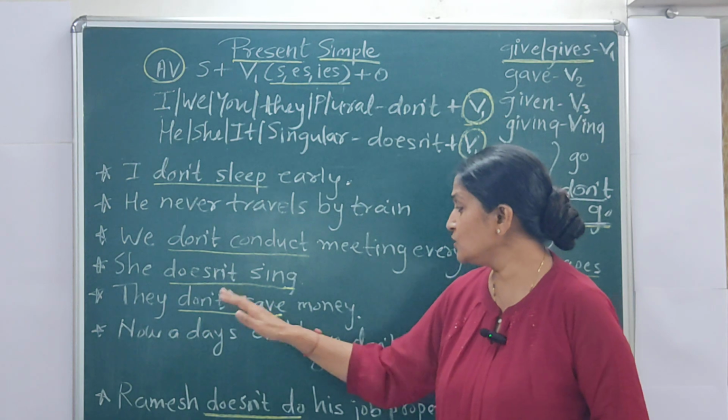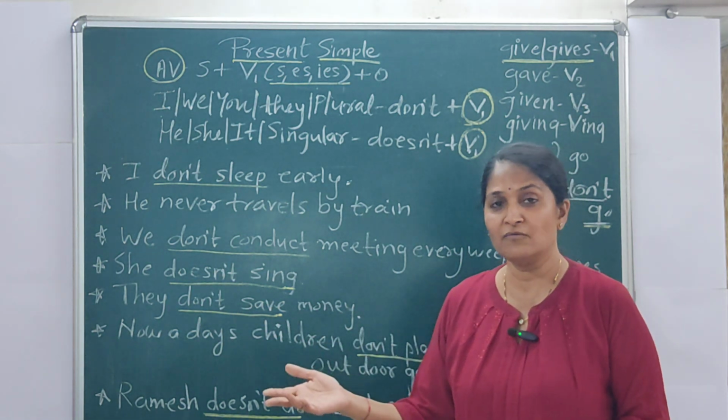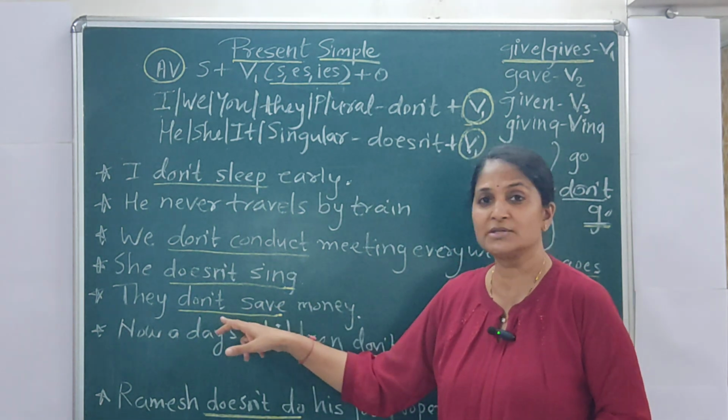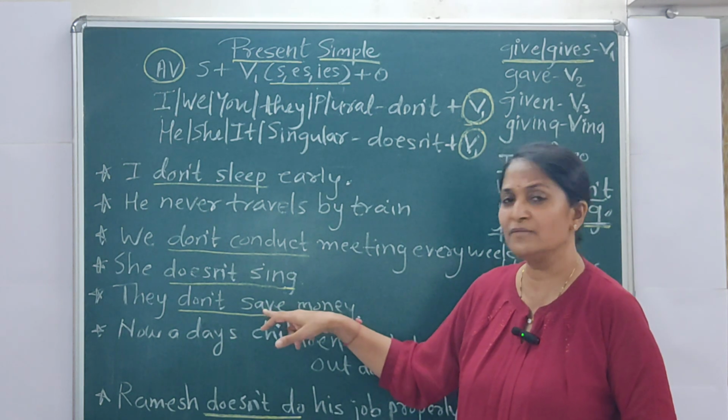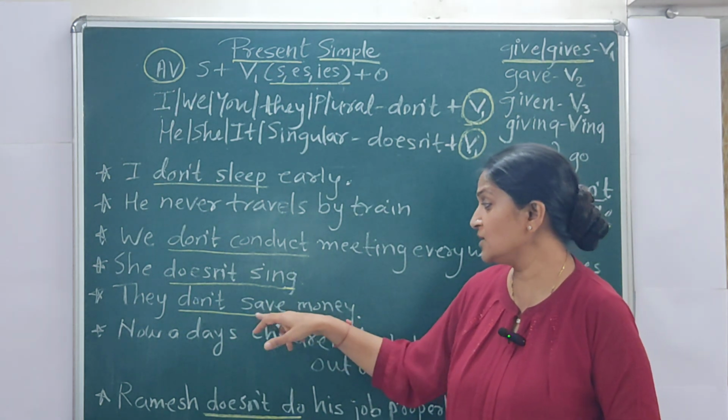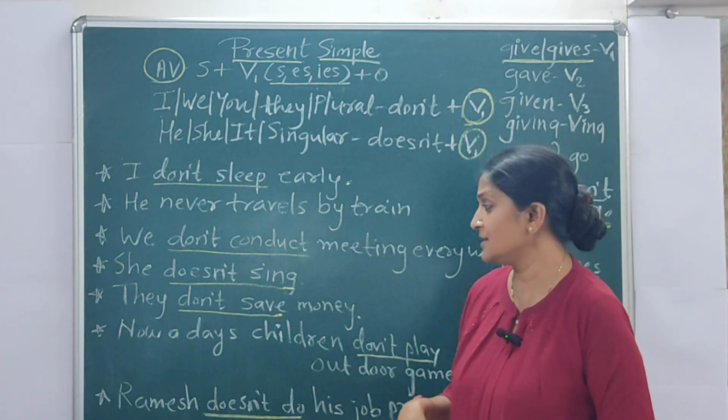Right? Now, they don't save money. They save money. वो पैसा बचाते हैं. With they, we will use don't. After don't, we will use save. So they save, they don't save money. वो पैसे नहीं बचाते हैं.